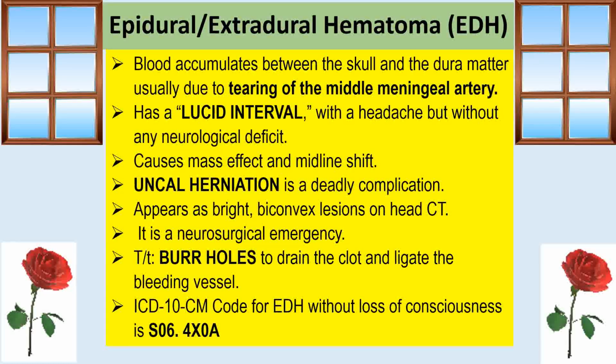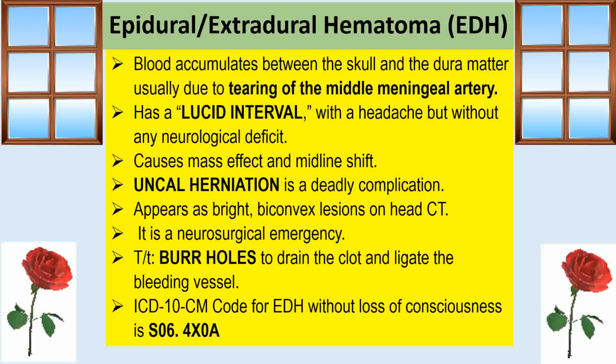Uncal herniation from an extradural hematoma classically causes reduced level of consciousness, ipsilateral pupillary dilatation due to the third nerve palsy, and contralateral hemiparesis. This classical presentation occurs in only a third of cases. On head CT, extradural hematomas appear as bright, biconvex or lentiform hyperdense lesions between the skull and the brain due to the adherence of the dura to the skull. An extradural hematoma is typically found over the convexities but may rarely occur in the posterior cranial fossa as well.